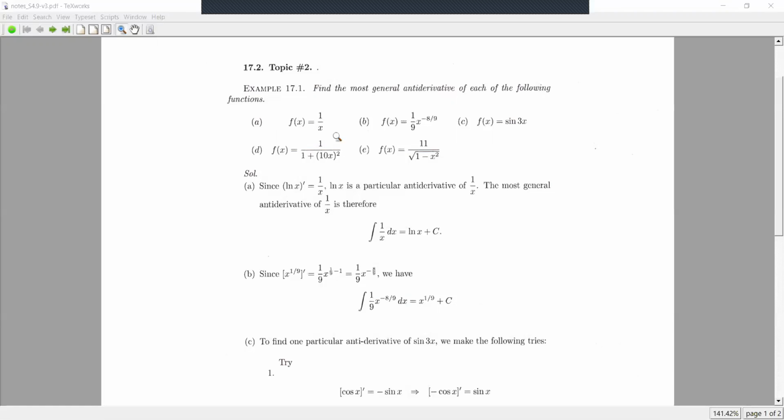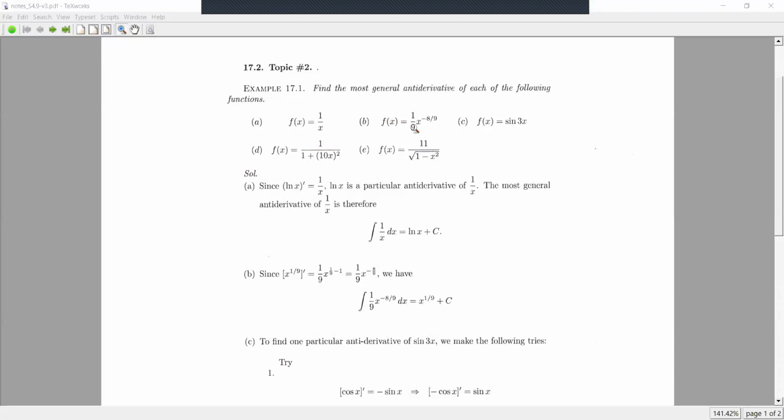Okay, now part A, find the most general antiderivative of 1 over x. That is, we need to compute this integral. For 1 over x, one particular antiderivative is natural log. The derivative of natural log is 1 over x. Therefore, this integral is natural log of x plus arbitrary number C.